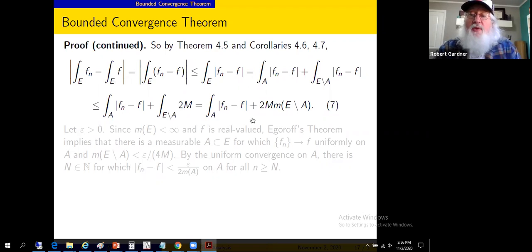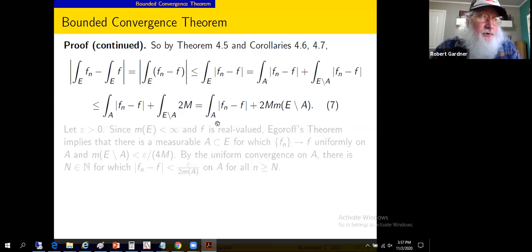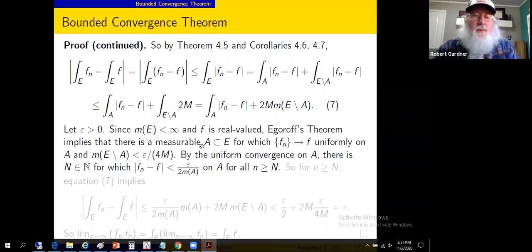Now, let's cleverly choose set A, so we can make both of these things small. I want the measure of E minus A to be small, and I want this integral to be small somehow or other. Gee, if f sub n and f are close to each other throughout set A, that sounds like uniform convergence. We can make this small. So we're going to make both of these small, and here comes Egorov's theorem.